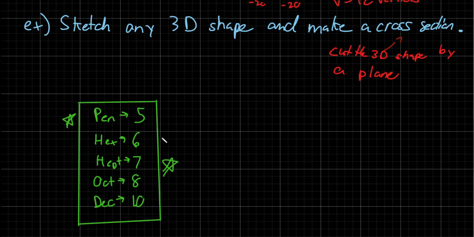Okay, let's do a heptagonal prism. Sketch a heptagonal prism. Hexagonal prism. Let's do hexagonal. What shape should I start with? Yep, hexagon. How many sides does a hexagon have? Yep, 6.